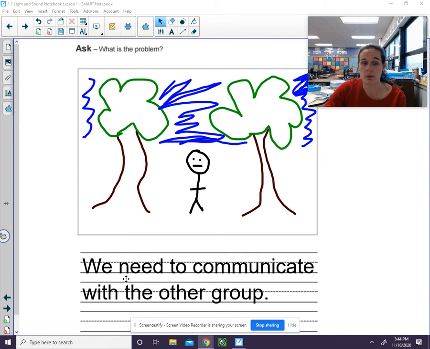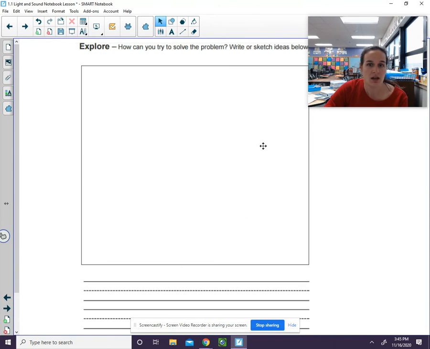And so we had drawn a picture a long time ago showing what the problem was. And we wrote down, we need to communicate with the other group. So that is what we need to do. We need to communicate with the other group. So we have to think of some way we can design something so we can communicate with the other group that we're separated from. So you will be using page 14.